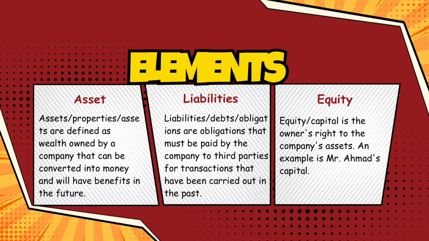Assets are resources owned by the company that provide future benefits. Liabilities are obligations that the company must pay to other parties. Equity is the owner's right to the company's assets.